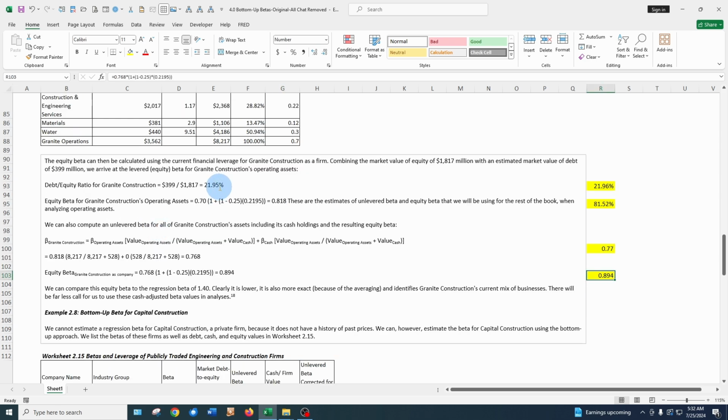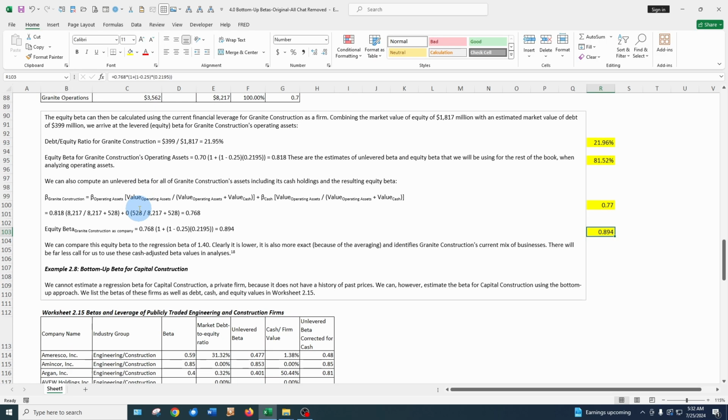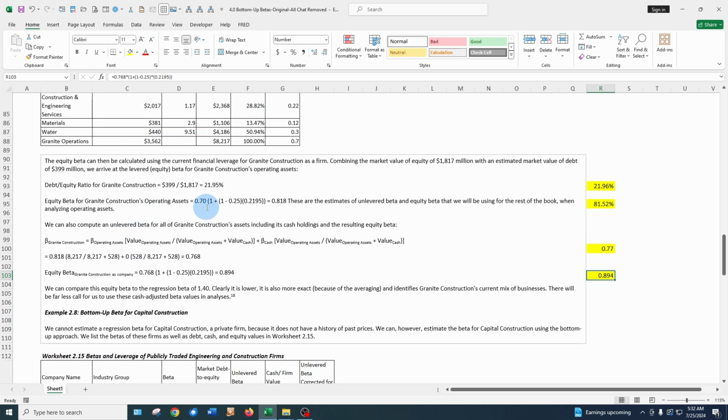Debt to equity of 21.95 for Granite. Equity beta for Granite Construction operating assets: we're going to take 0.7 times 1 plus 1 minus the tax rate, times 0.21. This will be their debt to equity ratio. And we're going to get an equity beta for Granite of 0.818. You can see we went from 0.7 unlevered to 0.818 levered.